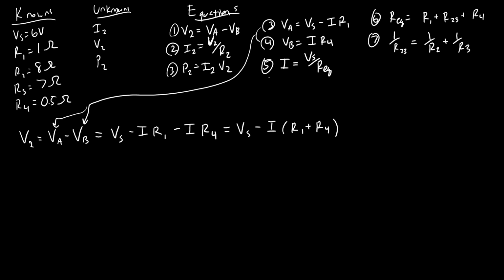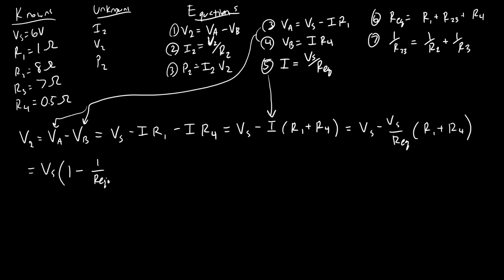And now we're going to substitute equation 5 in for I. So that's going to be VS minus VS over Req times R1 plus R4. And again, here you have a choice of whether or not you want to factor out that VS. So that could be equal to VS times 1 minus 1 over Req.